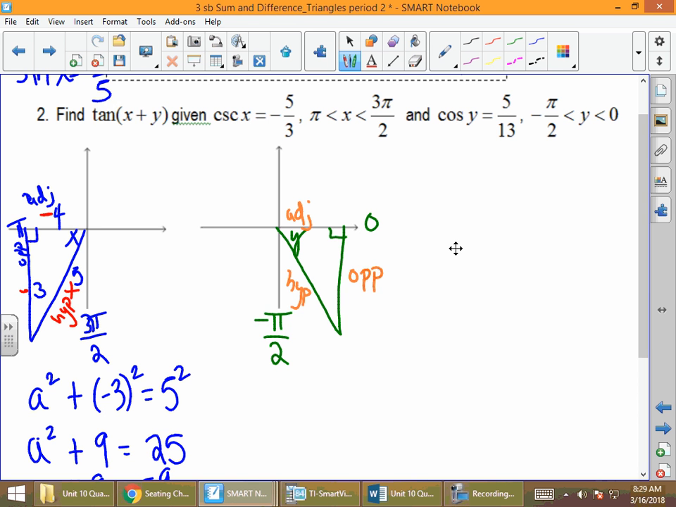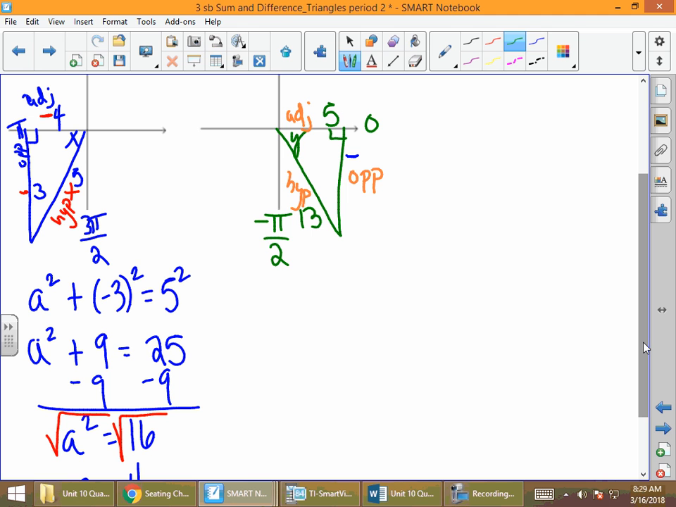We're given cosine. And cosine is defined as the adjacent divided by the hypotenuse. So our adjacent length is 5 and the hypotenuse is 13. We need to find our opposite length. And by the way, when we do, it's going to be negative because we're going in the downward direction.